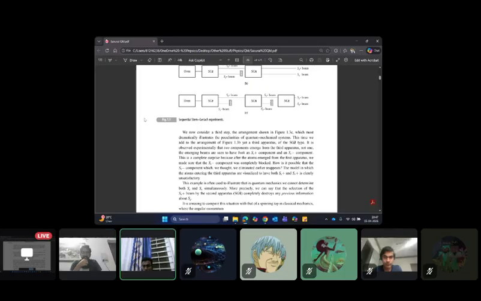We now consider a third step, the arrangement shown in figure 1.3c, which most dramatically illustrates the peculiarities of quantum mechanical systems. This time we add to the arrangement of figure 1.3b yet a third apparatus of SGZ type. It is observed experimentally that two components emerge from the third apparatus, not one. The emerging beams are seen to have both Sz plus component and Sz minus component.